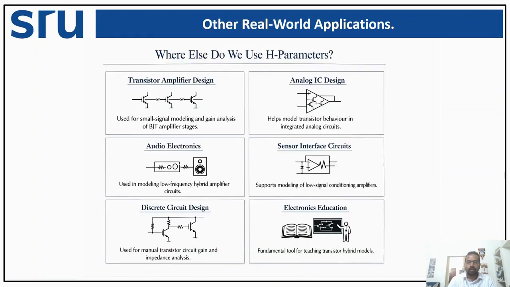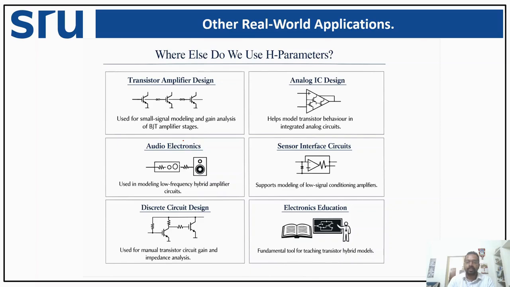So the first application here is transistor amplifier design. In a multi-stage amplifier, each transistor stage can be represented using H parameters. This allows us to calculate the overall gain using a systematic circuit analysis. This is especially useful in analog communication systems, audio preamplifiers, instrumentation amplifiers, for gain analysis or small signal modeling of any BJT amplifier stages.